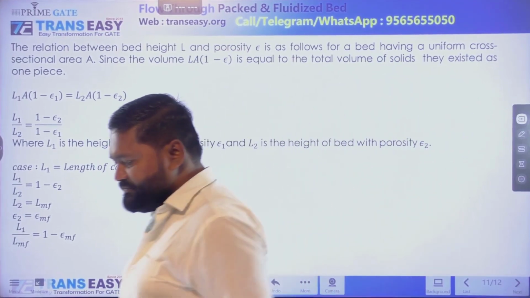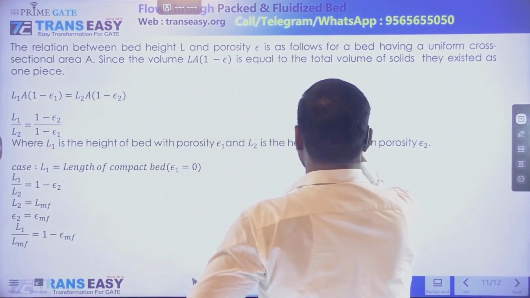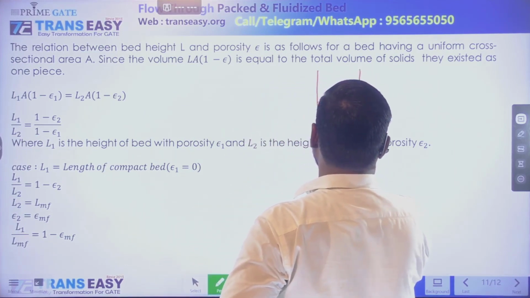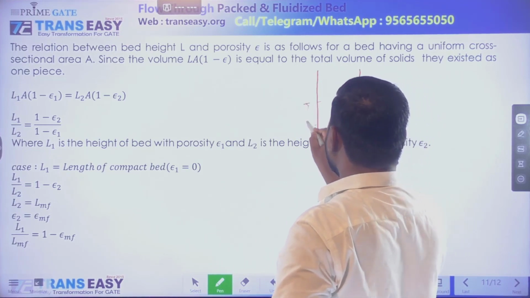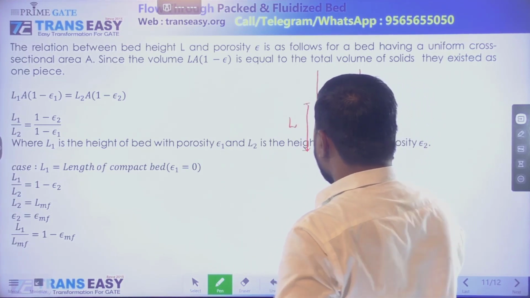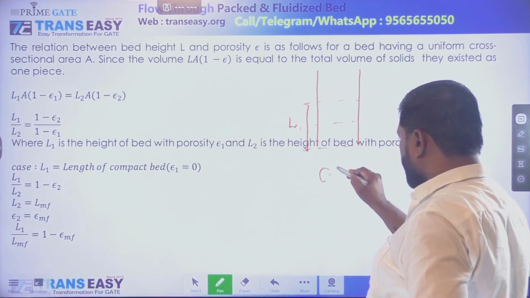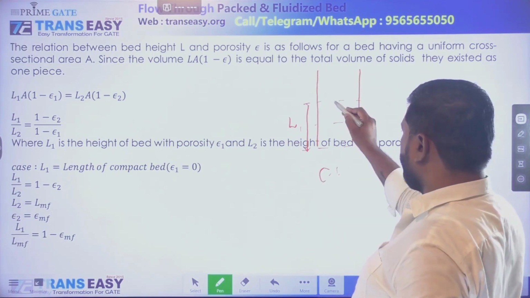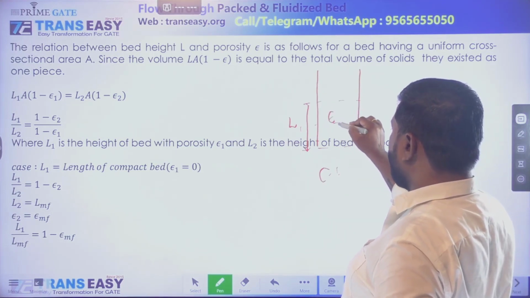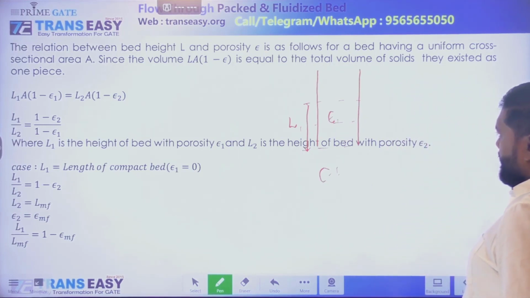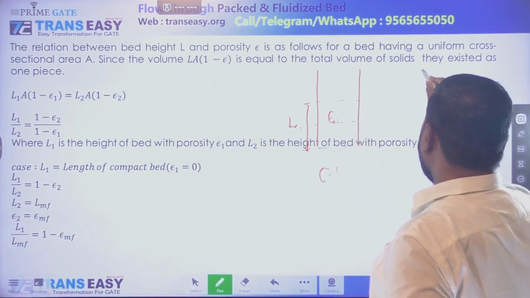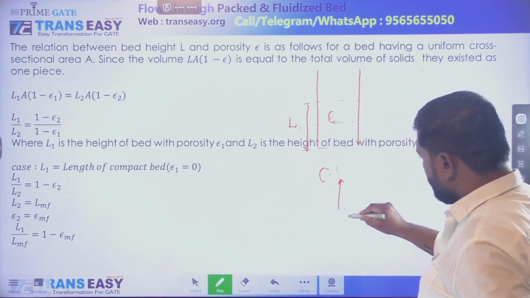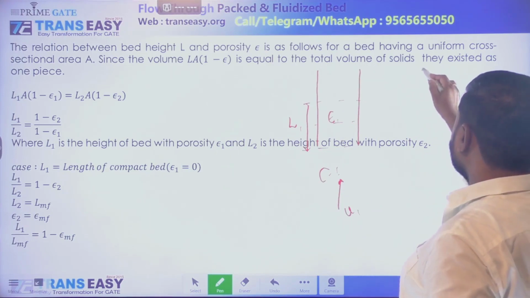Now we see here, we have case number 1, right? Up to this height, solid particles are kept in this container. And epsilon 1 is the porosity of the bed in case 1, right? And fluid is flowing through this bed, and u1 is the velocity of flow.